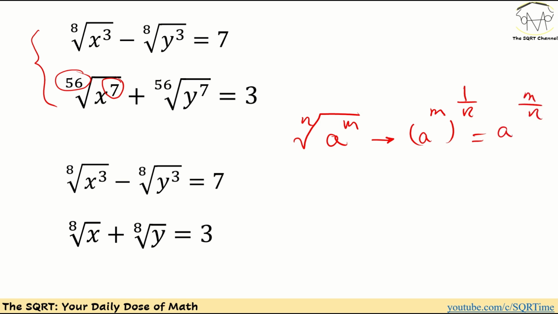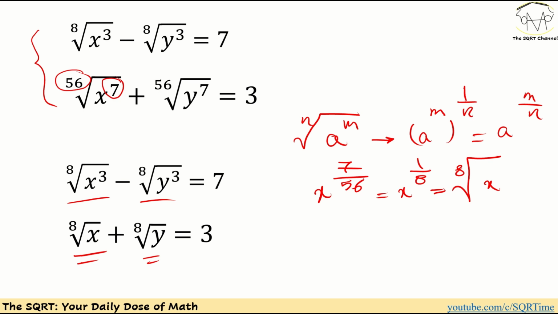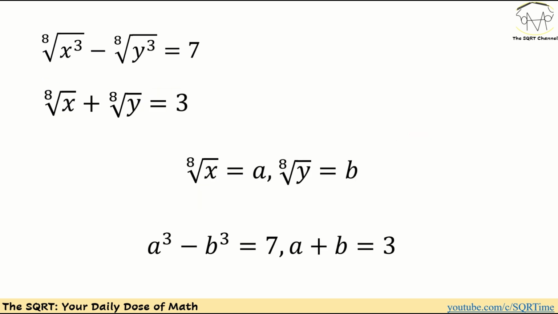Now here you can say that I'm going to have x to the power of 7 over 56, which is going to be x to the power of 1 over 8, so I can write it as the 8th root of x. And this is exactly what we have here. The same thing for y, and we kept everything for the first equation. Now we have these two equations and we want to solve them.